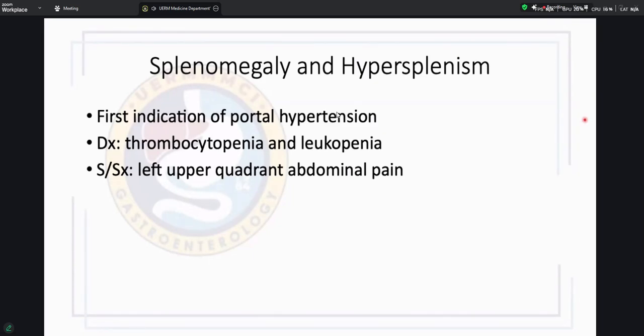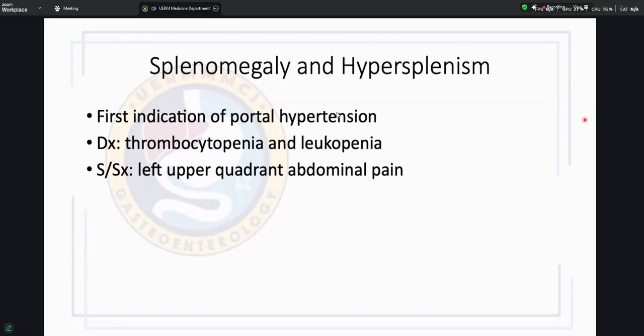Usually, the first clue that portal hypertension has developed is having splenomegaly or hypersplenism. So, if you have a patient with a recently diagnosed cirrhosis and you want a clue if there is already portal hypertension, then you check the spleen. Splenomegaly is the enlargement of the spleen. This is more of a structural change, while hypersplenism is a functional overactivity leading to low blood cell counts.